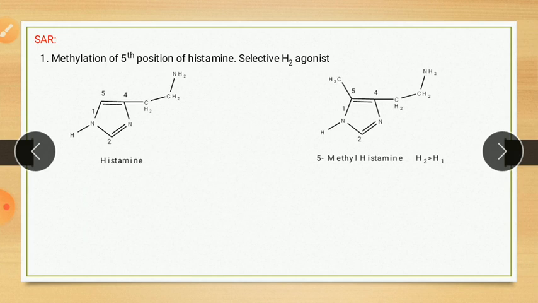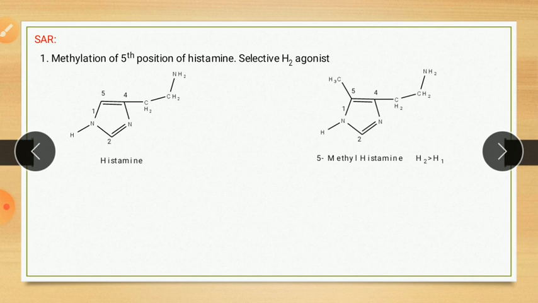Now the SAR of H2 blockers, it is an important one. So in case of SAR, or it is also called the development of cimetidine. Cimetidine is the first H2 antagonist. So SAR, or called the development of cimetidine.